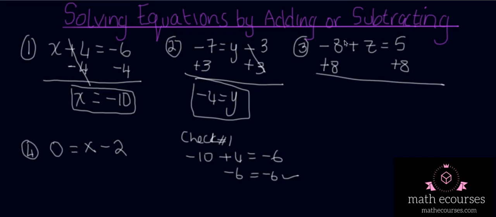So negative 8 plus 8 is 0. Bring down your z. 5 plus 8 is 13. And that's my final answer.